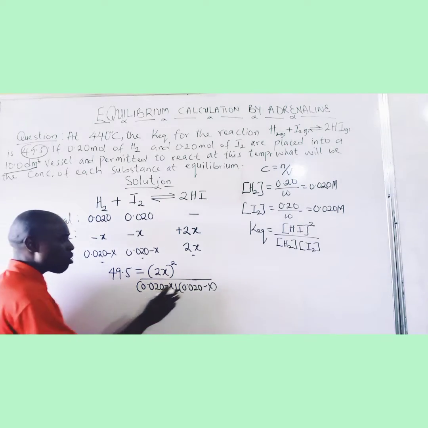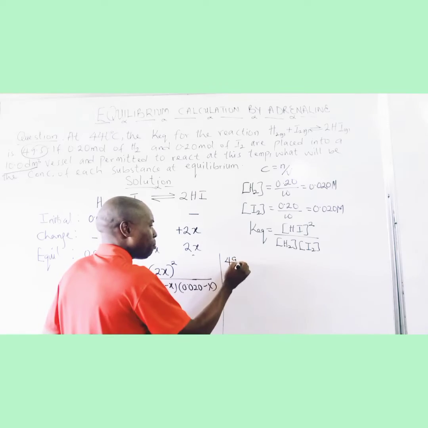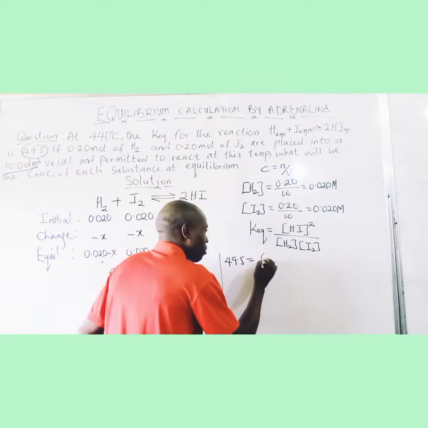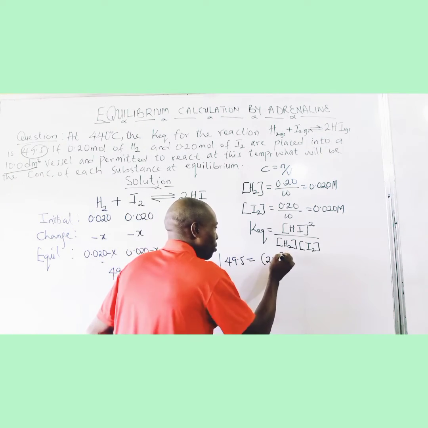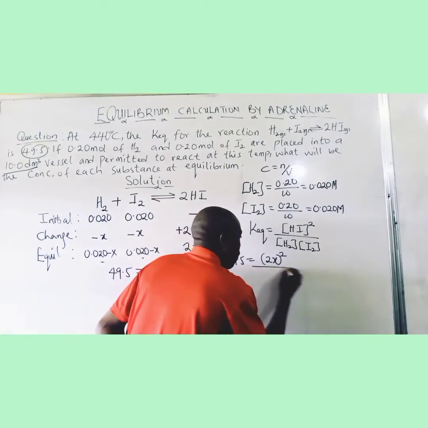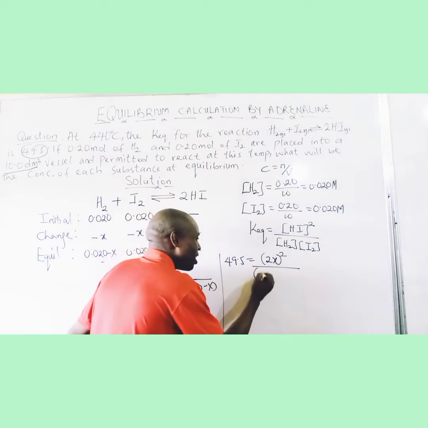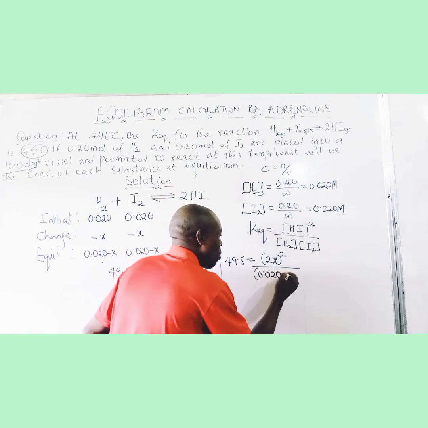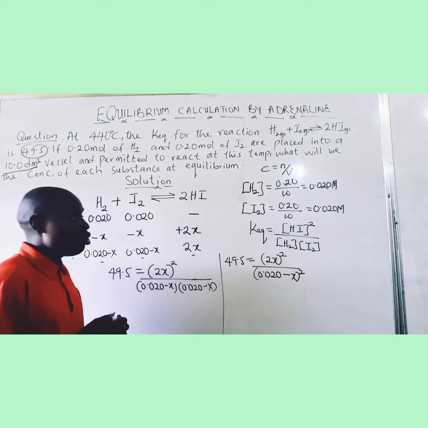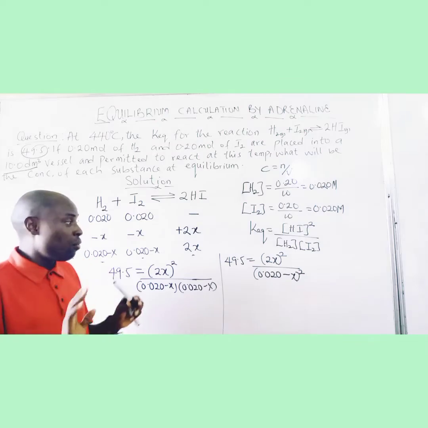Now, we can also come here to say 49.5 is equal to 2x raised to power 2 over 0.020 minus x raised to power 2. See, you can do it any way you want, you still get your answer. So it is not difficult at all.